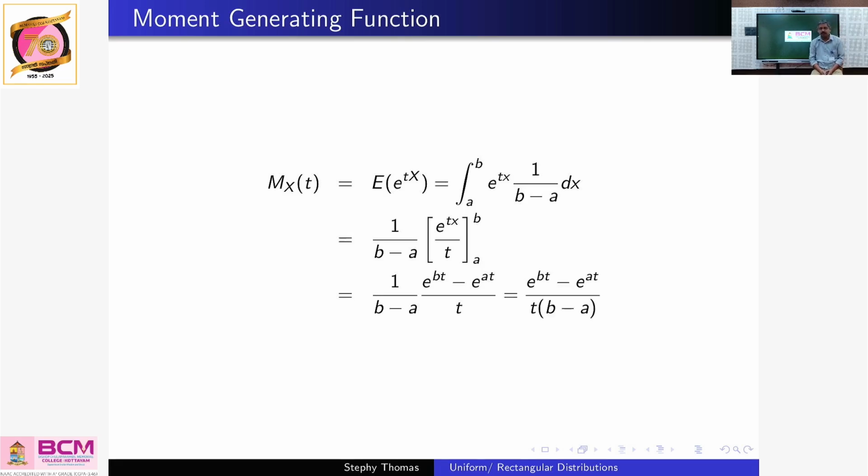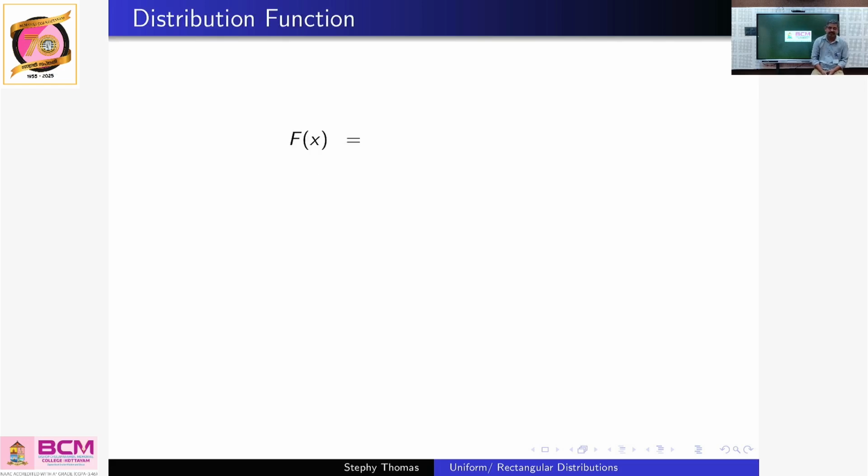And that is equal to, on simplification we can write it as e raised to bt minus e raised to at, divided by t into b minus a. Now we will derive the distribution function of the uniform distribution.